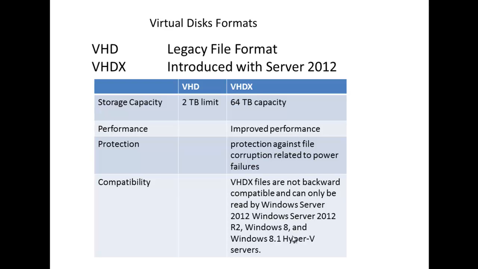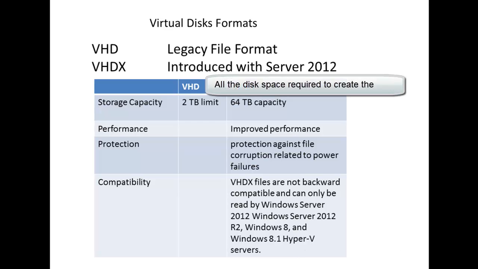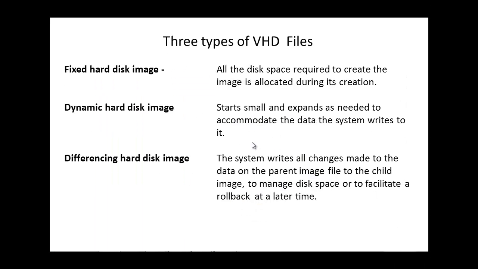VHD has 3 types of virtual file: fixed hard disk image, dynamic hard disk image, and differencing hard disk image. Let us take a look at each one. The fixed hard disk image. This is an image file of a specified size in which all the disk space required to create the image is allocated during its creation.